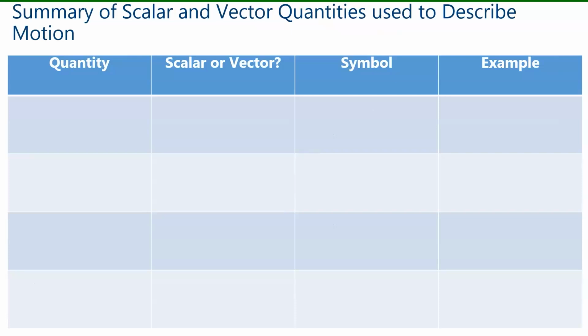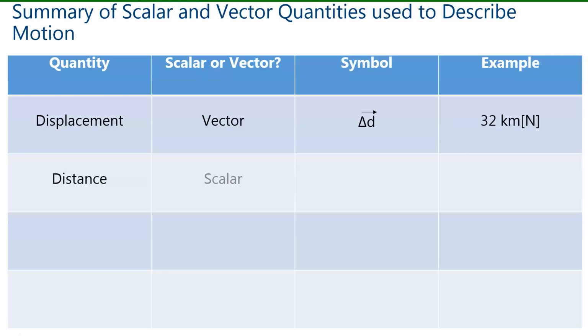Now let's look at a brief summary of scalar and vector quantities that are used to describe motion. First, we have displacement. Displacement is a vector quantity because it has both magnitude and direction. The symbol for displacement is delta D with an arrow above. The arrow above indicates that this is a vector quantity. An example of displacement is 32 kilometers north. Next, we have distance. Distance is a scalar quantity. The symbol is a lowercase d, and an example is 3.5 meters.